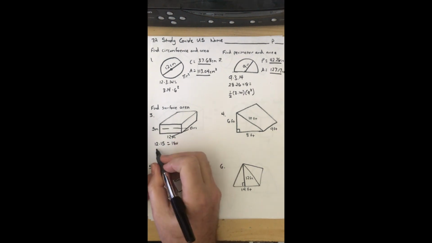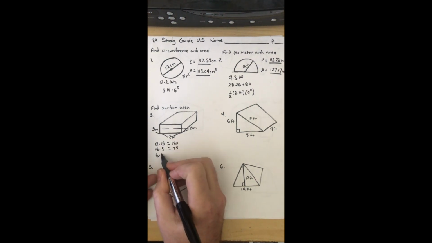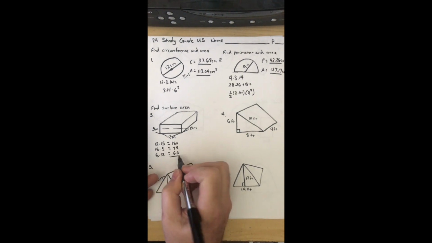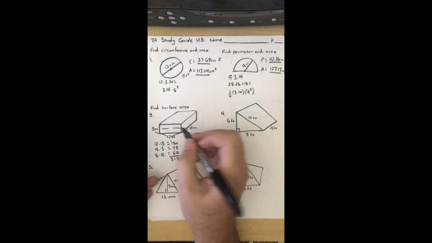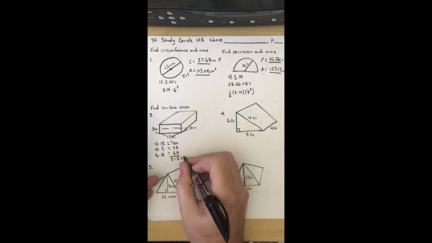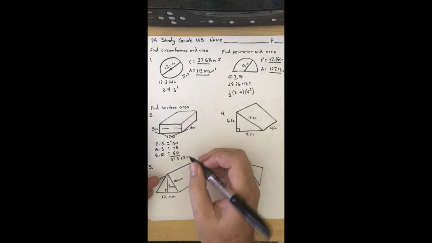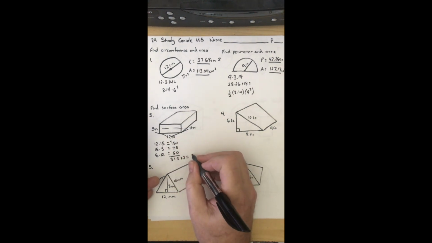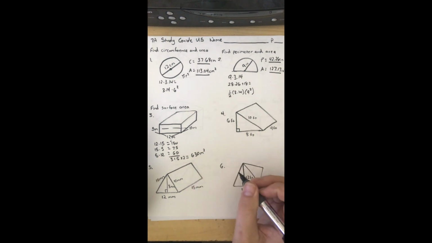Then 15 times 5, which is 75, and then 5 times 12, which is another 60. If I add that all up, I get 315 for the 3 sides I can see. So that is the top, the front, and the right. Now if I multiply this all by 2, I'm going to get the 3 sides that are hidden, the bottom, the left, and the back. So 315 doubled is going to be 630 meters squared.